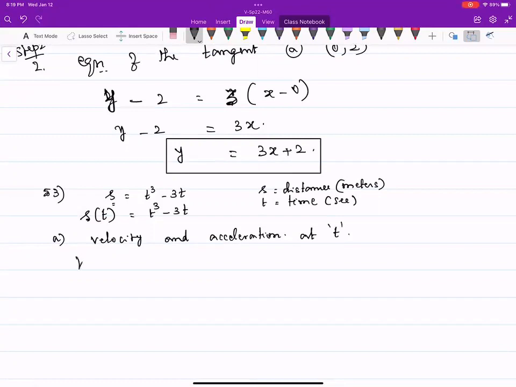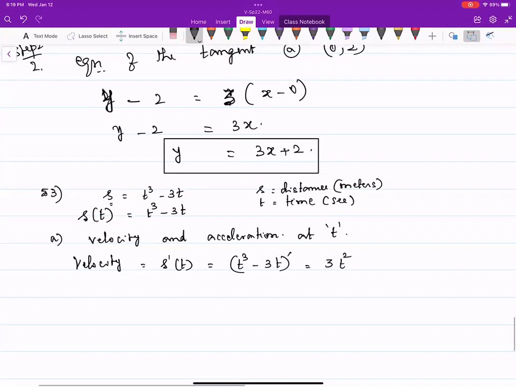So what is the velocity? It is s prime t. So you're going to take the derivative of t cubed minus 3t. The derivative of t cubed is 3t squared, right? Exponent times t to the exponent minus 1. The derivative of 3t, what is that? It is just 3, right? So velocity is 3t squared minus 3. You can also write that as 3 times t squared minus 1 meters per second.